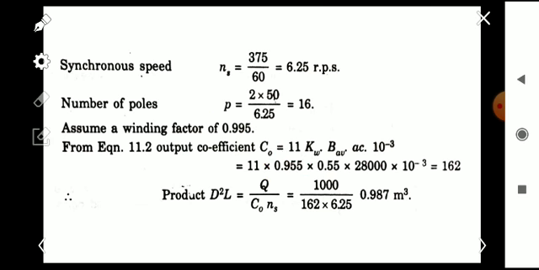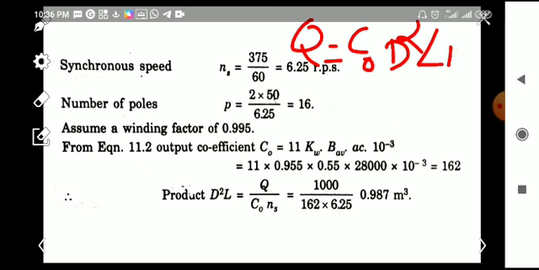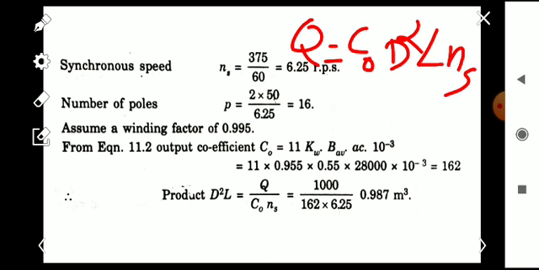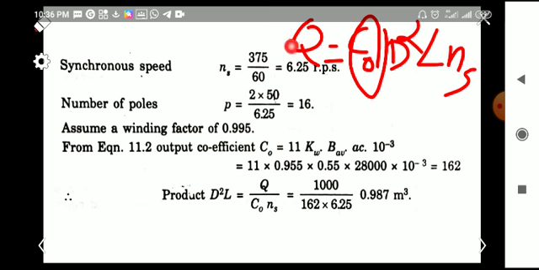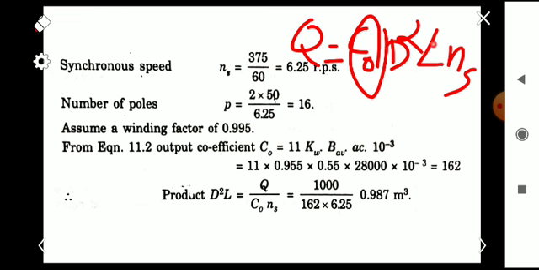We can substitute the values in our equation, that is Q is equal to C0 d square L into NS. Here we can find the value of C0 using this equation. NS we know, and Q we know. So using that we can find the value for d square L. So d square L will be equal to Q by C0 NS. Here they have found the value of C0 separately.